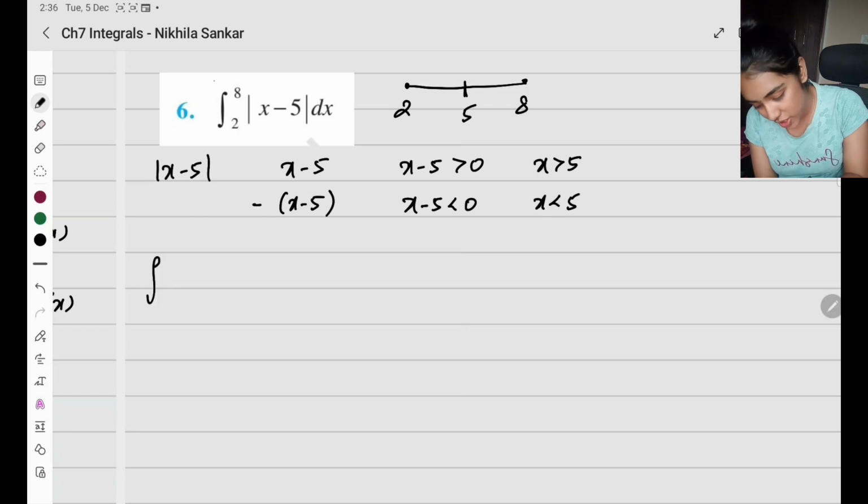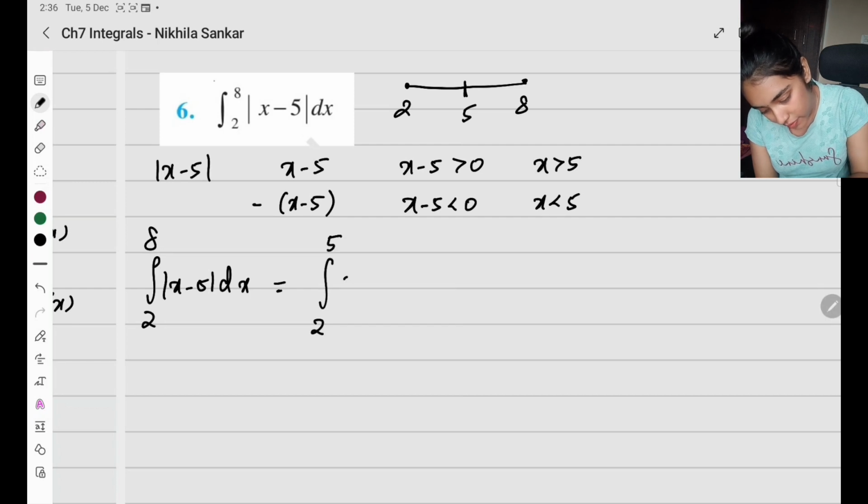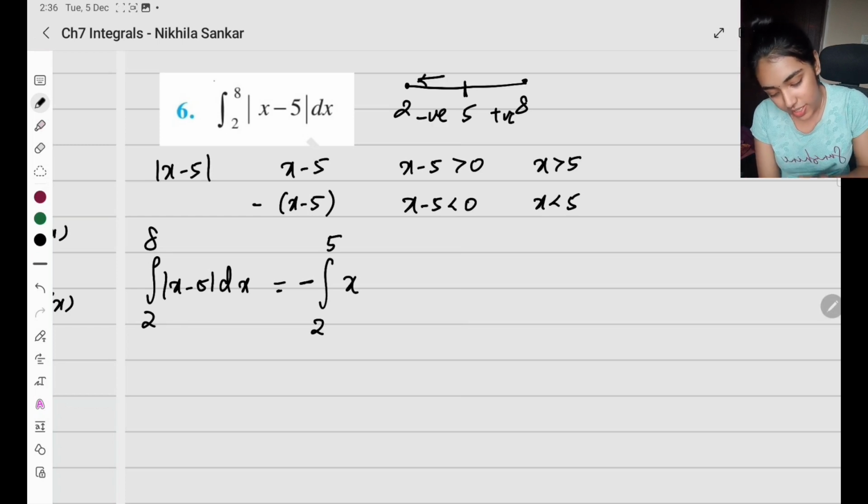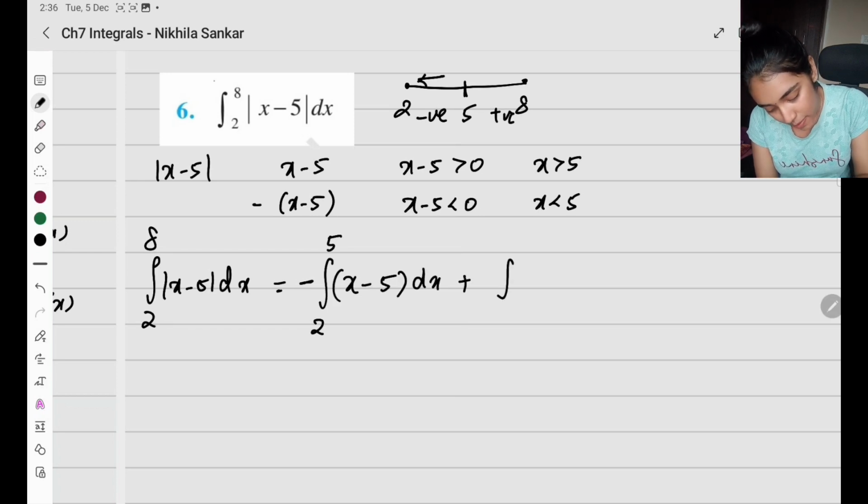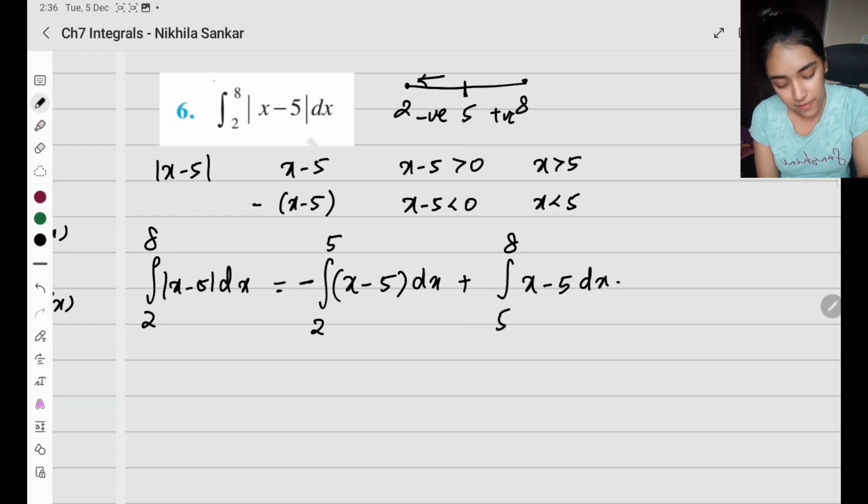So how does my integral change? From 2 to 8, the mod function, from 2 to 5, is going to be negative. Correct? From 2 to 5, x is less than 5, so it is going to be negative, and greater than 5, it is going to be positive. So negative x minus 5 times dx, plus from 5 to 8, where it is going to be positive, x minus 5 times dx.